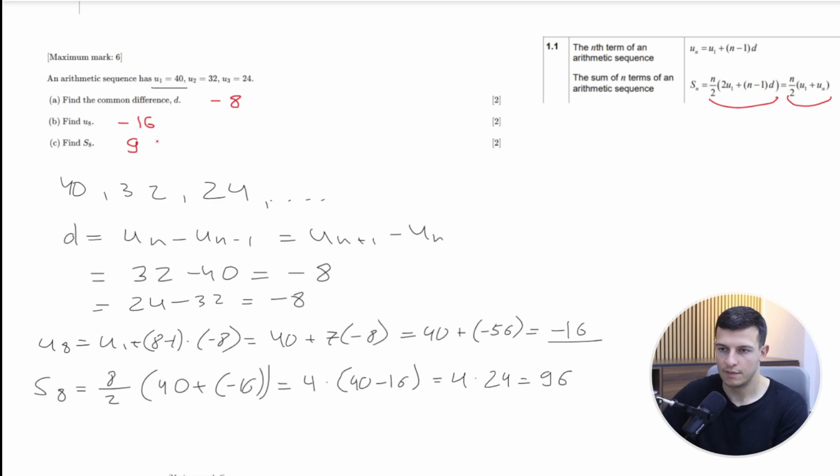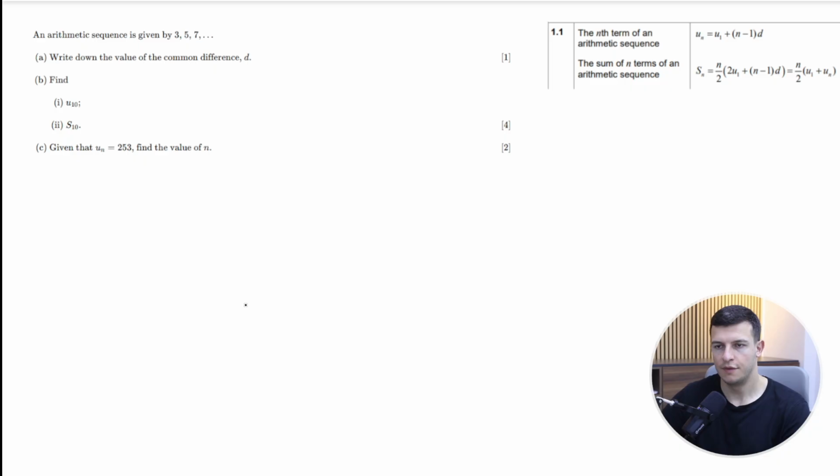96. There you go. An arithmetic sequence is given by 3, 5, 7. Write down the value of the common difference. Again, we're going to use the rules that we learned to find the difference. We take next value minus previous value. You don't have to write that all the time, obviously, we're just learning it.